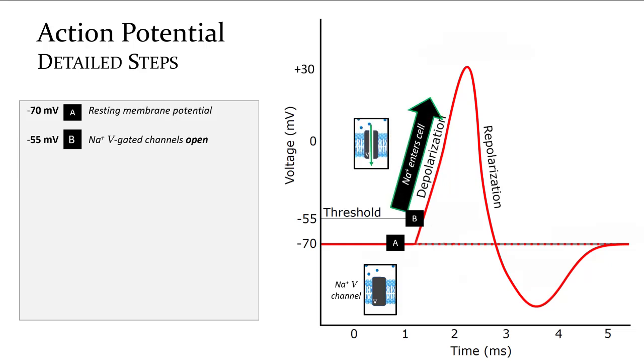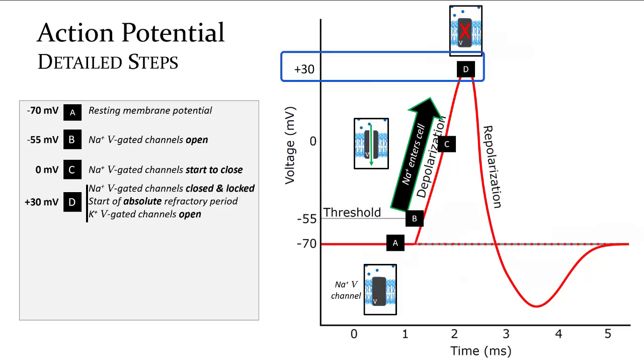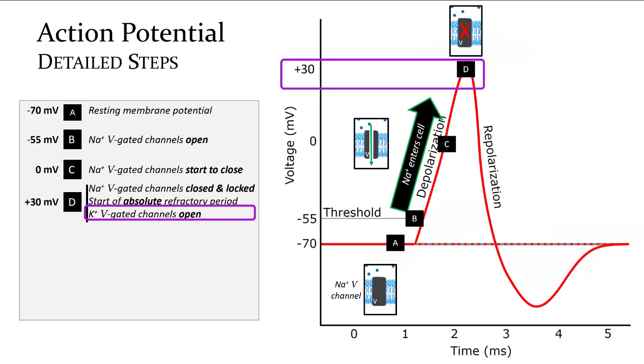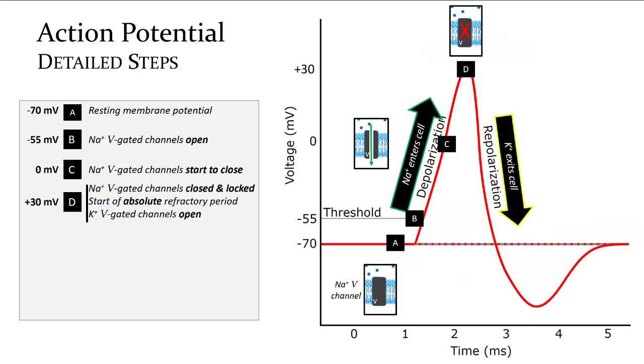This starts the depolarization phase where sodium enters the cell, making it more positive, which you can see on the graph as the rapidly rising phase. At +30, the sodium channels close, so no more sodium can enter. But at this time, potassium voltage-gated channels also open, bringing the cell more negative by the potassium leaving. This is known as repolarization.